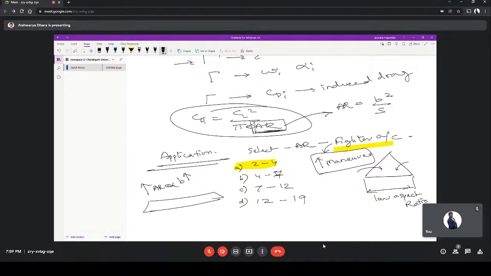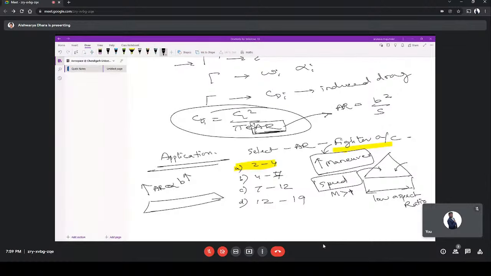And second is speed. The majority of fighter aircraft are at Mach greater than 1 or even 2, I can say. Moreover, they are of supersonic speed. So if a fighter aircraft of supersonic speed has a very large wingspan, it will moreover cause drag.